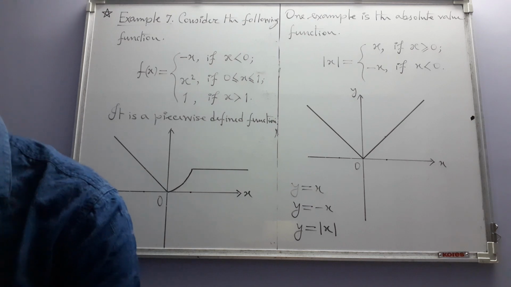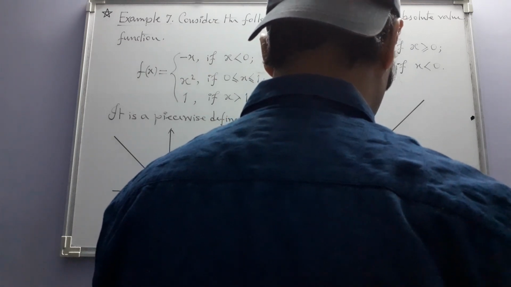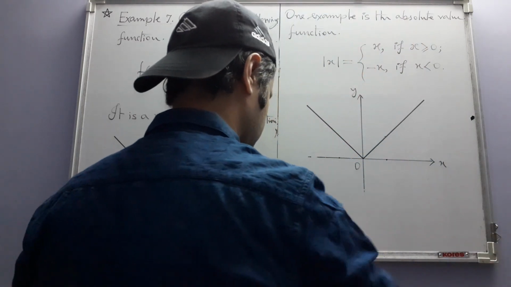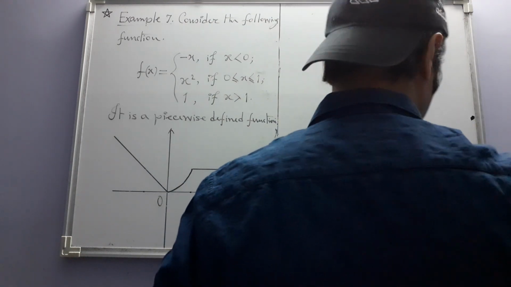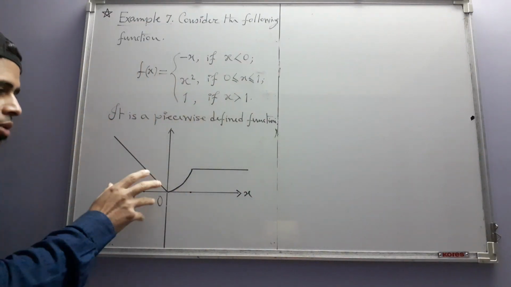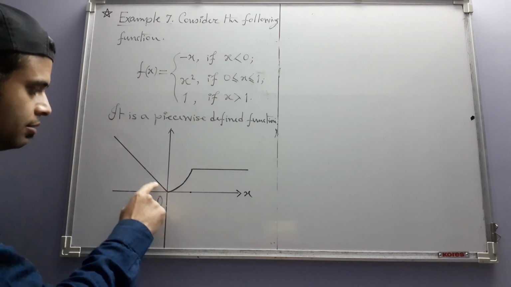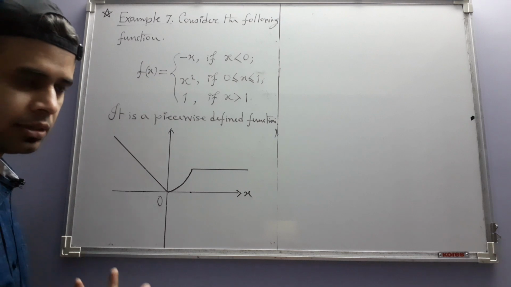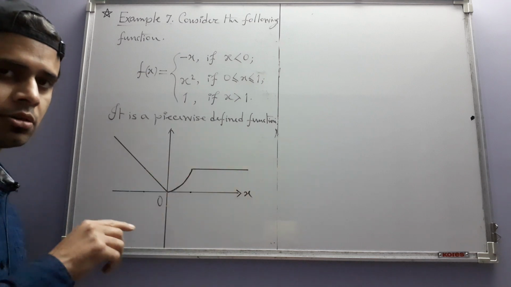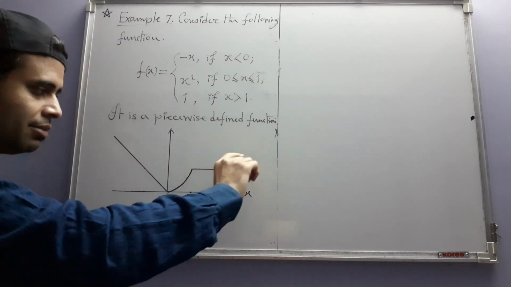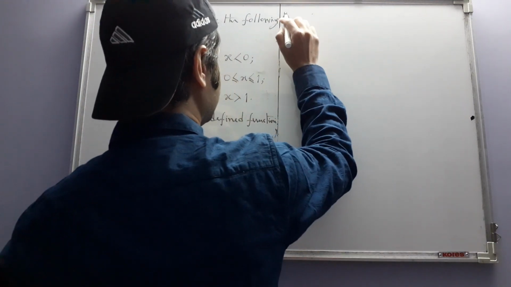So this is another example. Looking at the graph, sometimes you can see that it is a piecewise defined function, and here the formula is minus x. From the graph itself you can guess that here the formula is x square and here the formula is constantly 1, because the y value does not change. The next 2 more examples will be given.